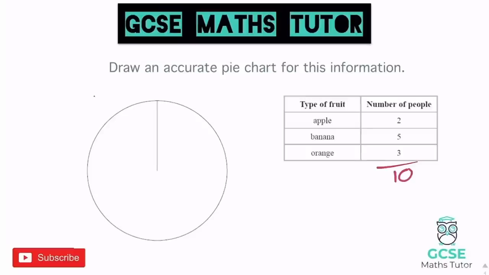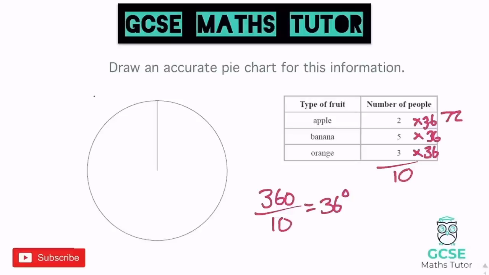So whatever that number adds up to, I can do 360 divided by that number, and it tells me that each person here represents 36 degrees. So all I want to do is times the amount of people by 36 in each scenario, we'll times them all by 36, and that will tell us the amount of the degrees I need to draw in my pie chart. So 2 times 36 is 72, 5 times 36 is 180, and 3 times 36 is 108.